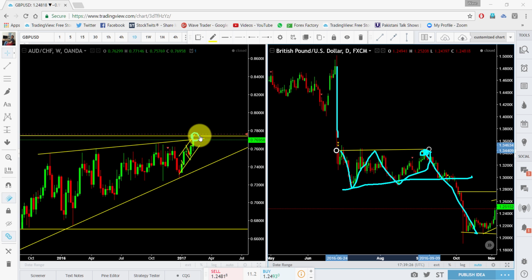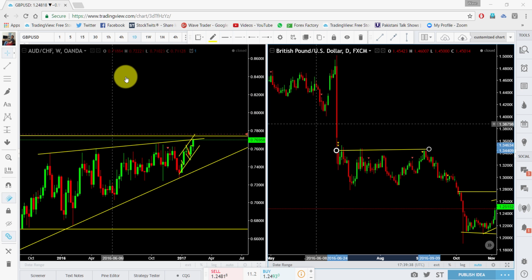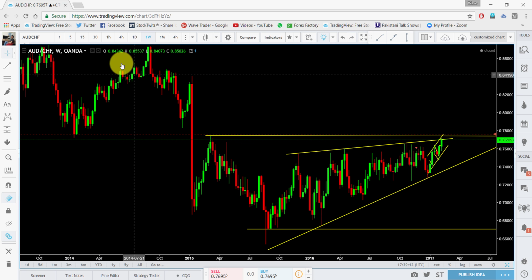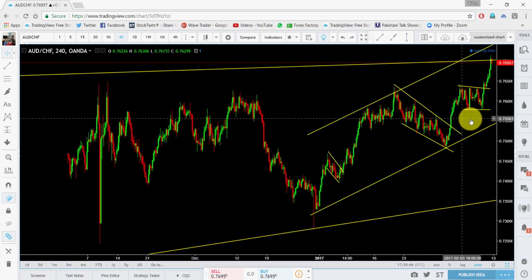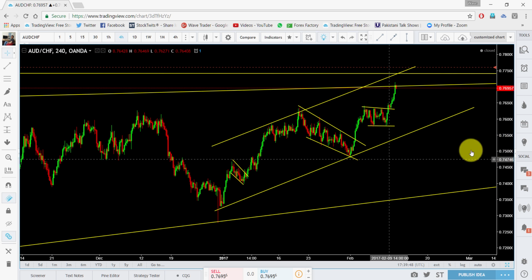So the ideal place here is 77,300. This is the move I'm anticipating here on Aussie Chief. I hope you guys understand. No need to be worried. If you guys are into this trade, we will get this move.